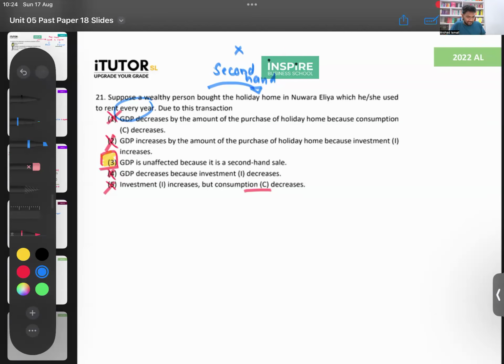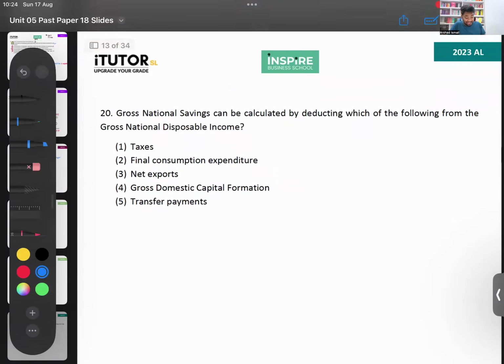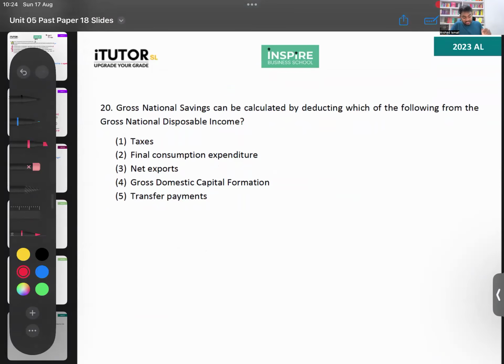Okay. Then the next one, 2023. Gross national savings can be calculated by deducting which of the following from gross national disposable income? If it's brand new, yes, it will affect GDP. How do you get that? So you have gross national disposable income. How do you go to national savings?